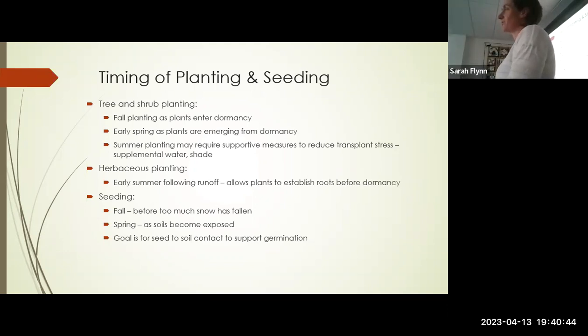We want to seed as soon as we can too, just to prevent unnecessary weed invasion in a site. We're often creating a disturbance, and it's a design disturbance, but nonetheless it's a disturbance, and noxious weeds sure like it when we make disturbances for them to jump in and take over. So we want to get the right plants in there as best we can.